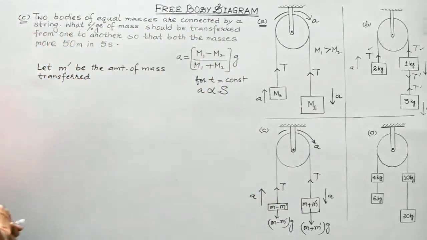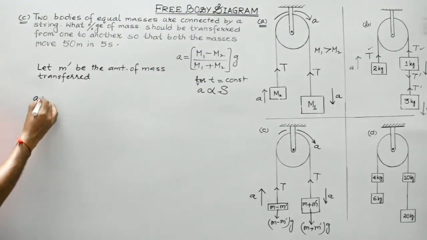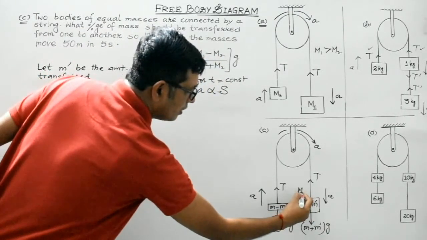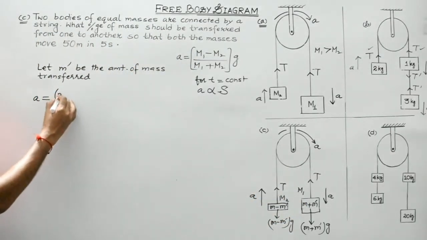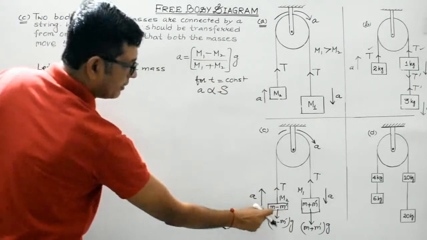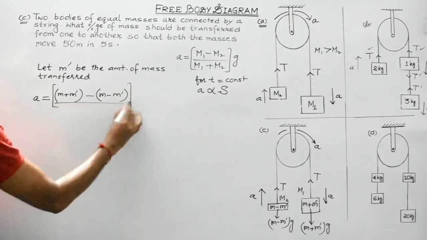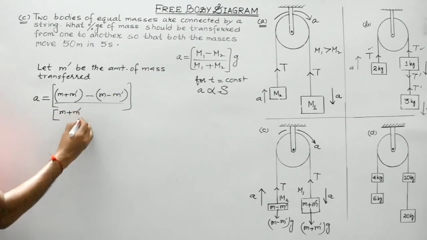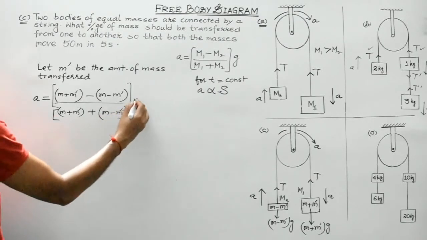Right? So let's substitute this value of a. So a would be equal to (m1 minus m2), m1 is greater than m2, so this one will be m1 and this will be m2. Let's substitute this value. m1 is m plus m dash, minus m2, m2 is m minus m dash, divided by m1 plus m2, that is m plus m dash, plus m2, that is m minus m dash, into g.